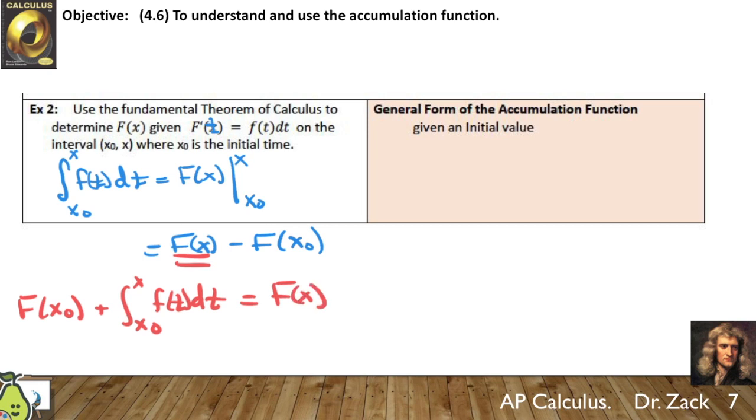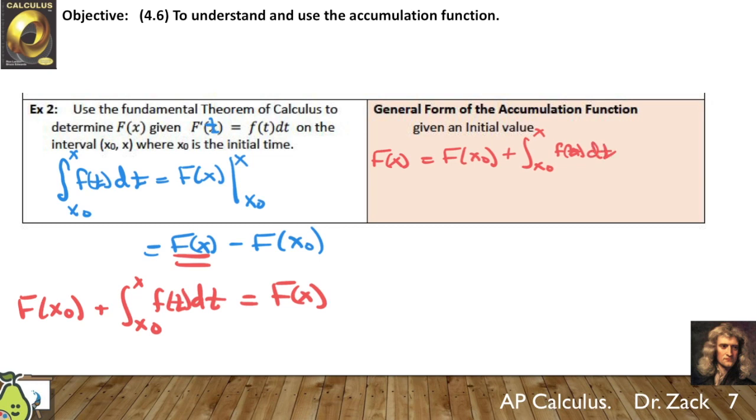So our general form of the accumulation function can be written as capital F of x is equal to capital F of x naught, or the initial value, plus the integral from x naught to x of the derivative of capital F of x.